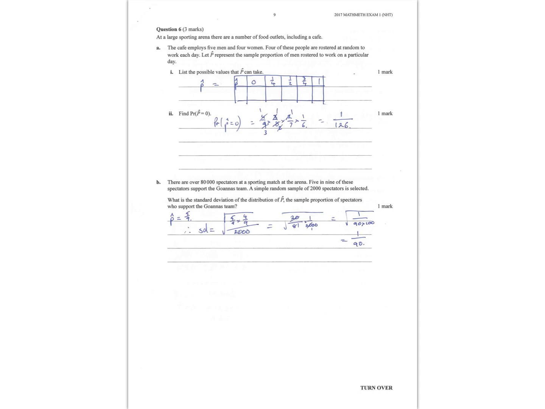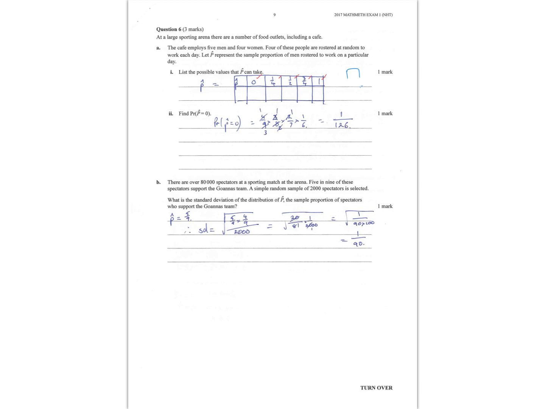So there's 9 people on the roster, isn't there? If P hat is the proportion of men, there are 4 people rostered on. So if I've got 4 people rostered on, the proportion that can be men, I can have 0 out of 4, 1 out of 4, 2 out of 4, 3 out of 4, or 4 out of 4 can be men. We have 5 men in total, so it could be all men. So they're the possible values of P hat.